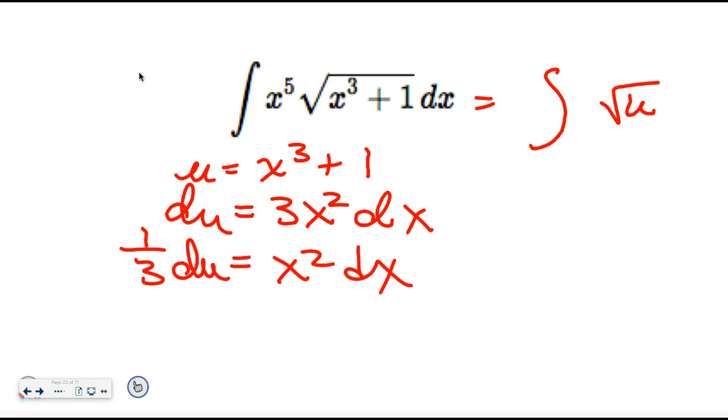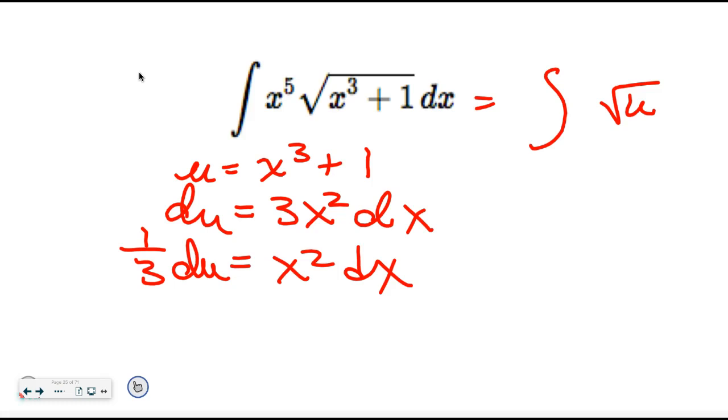Pop up a hand when you know how I could possibly do this. I got one, I got another little hand. Just wave at me, got another one. Remember, it all has to go in terms of u. I've got the root down. I've got an x squared dx taken care of. I could replace that with 1/3 du.